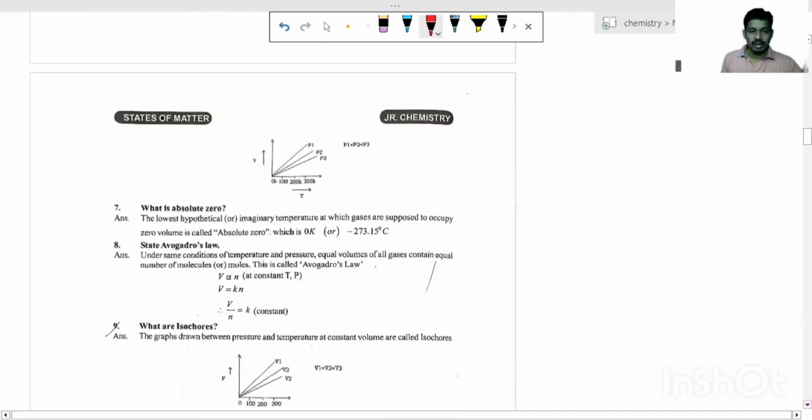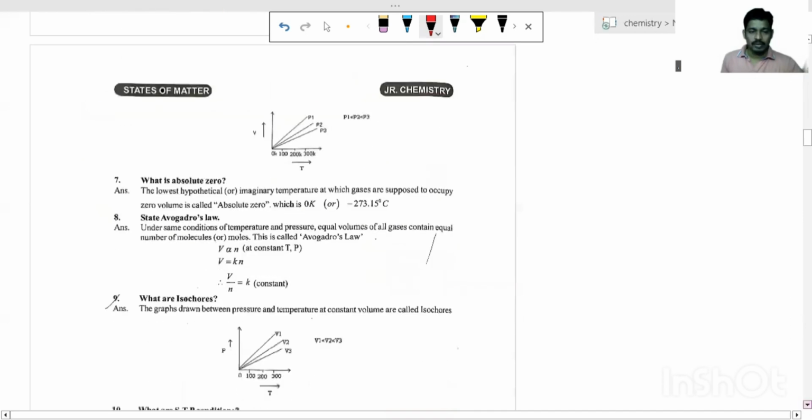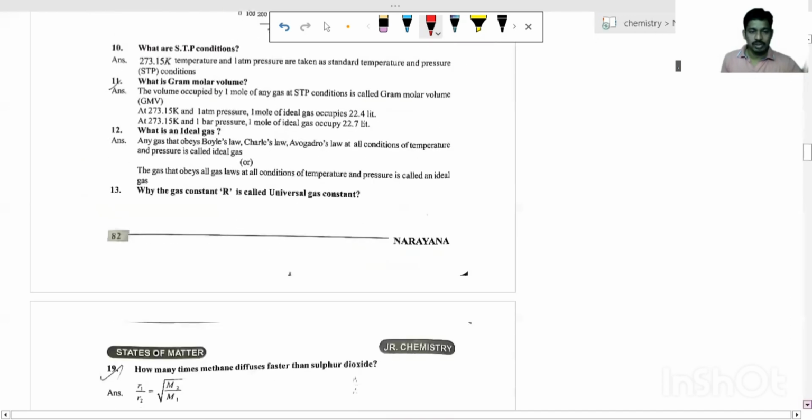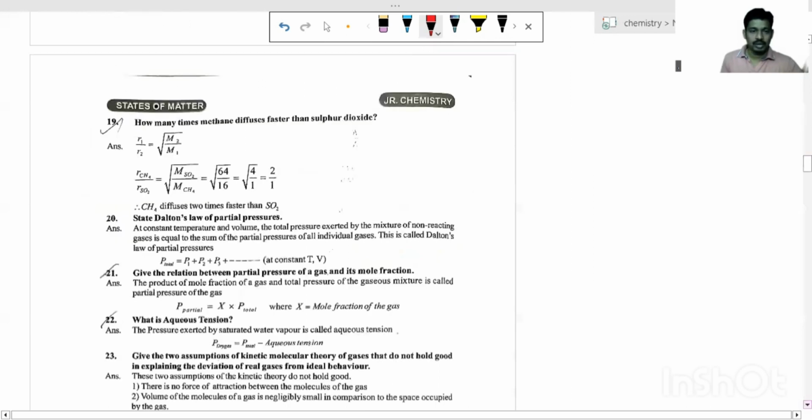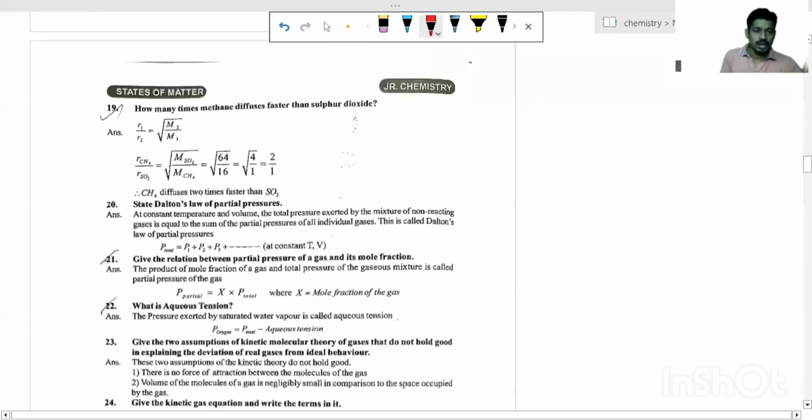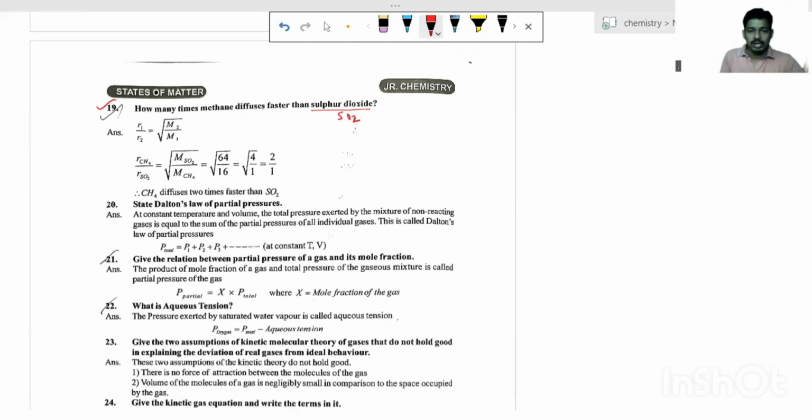Next, let us see one more question from this chapter, that is the 19th one. How many times does methane diffuse faster than sulfur dioxide? Sulfur dioxide molecular formula is SO2 and its molecular mass is equal to 64. And methane, its molecular formula is CH4 and its molecular mass is 16 grams.